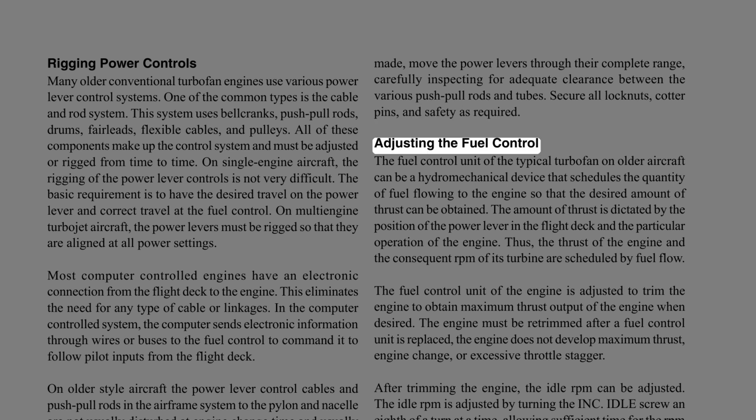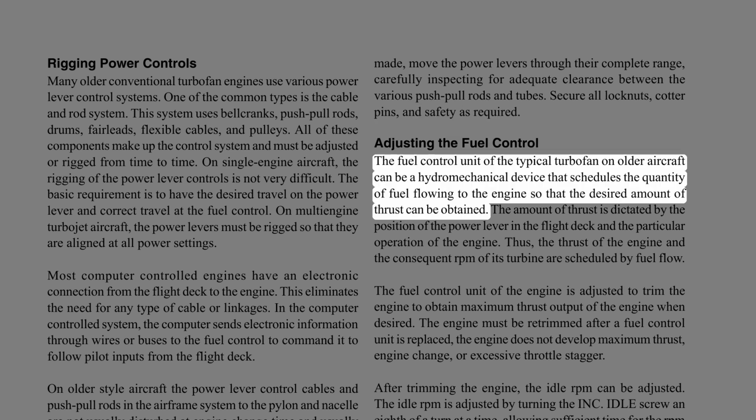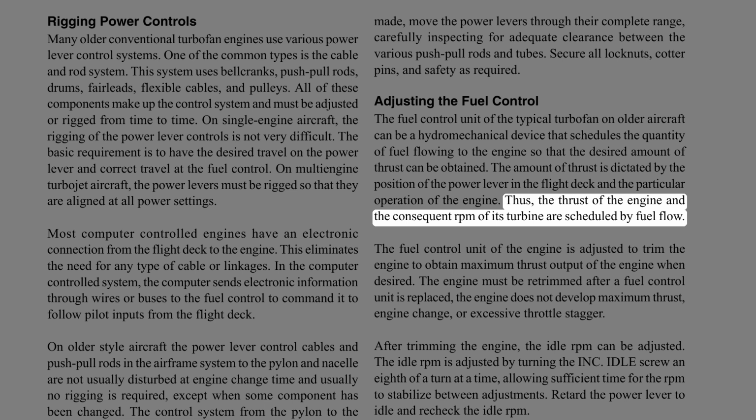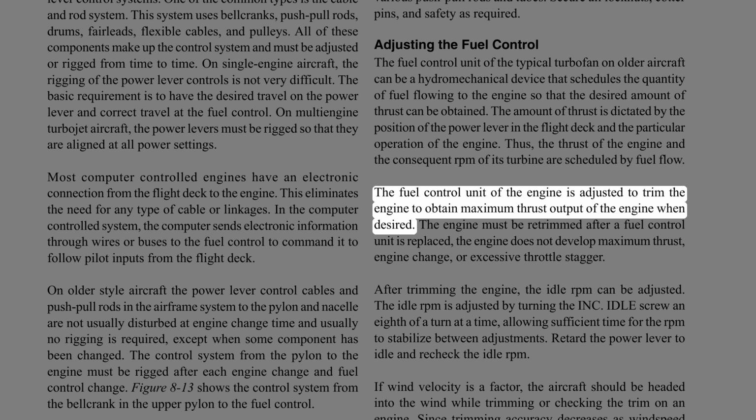Adjusting the fuel control. The fuel control unit of the typical turbofan on older aircraft can be a hydromechanical device that schedules the quantity of fuel flowing to the engine so that the desired amount of thrust can be obtained. The amount of thrust is dictated by the position of the power lever in the flight deck and the particular operation of the engine. Thus, the thrust of the engine and the consequent RPM of its turbine are scheduled by fuel flow. The fuel control unit of the engine is adjusted to trim the engine to obtain maximum thrust output of the engine when desired.